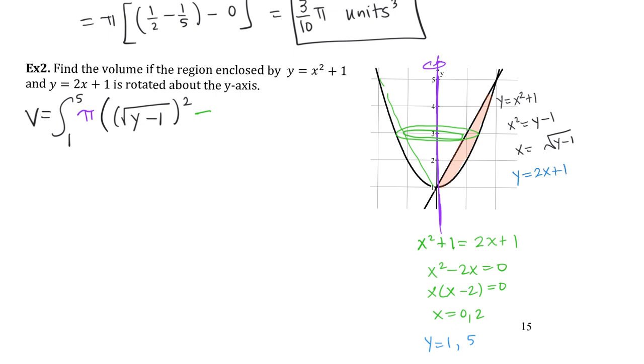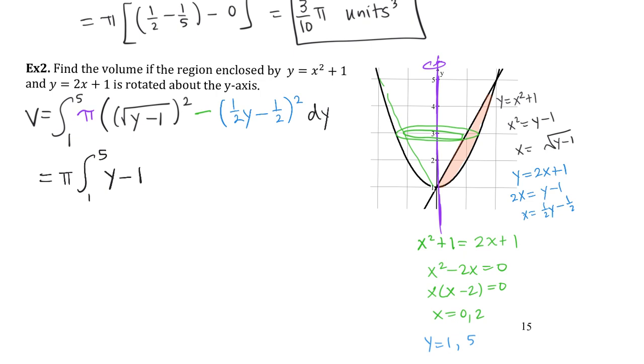Okay, but I'm doing this in terms of y, so let me solve it real quick. Okay, so that's going to be my inner radius. And then this is all done with respect to y. Okay, let's go ahead and simplify this a bit. Square root of y minus 1 squared is y minus 1. Okay, I'm okay with that.